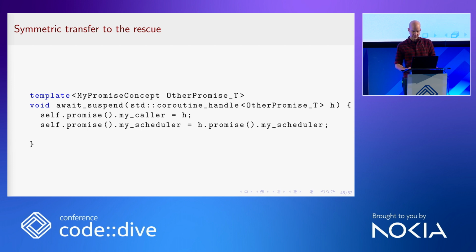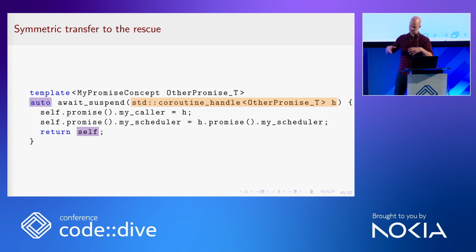In the await suspend, the await suspend is called on the awaitable of the inner function. It gets as an argument the handle to the outer function that is about to suspend now as well. Now, instead of just suspending here and going even one layer further up, we're returning here the handle to the inner function, which means we're doing a symmetric transfer right back into the function that was suspended earlier.